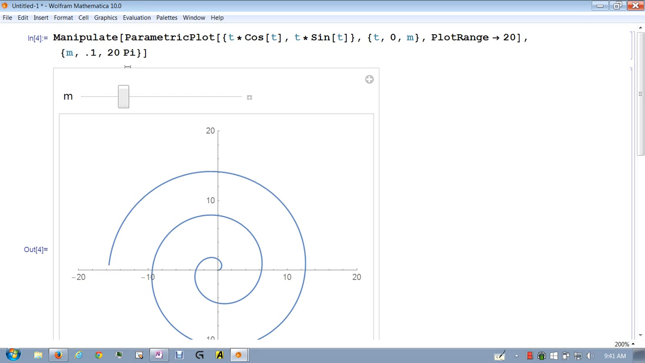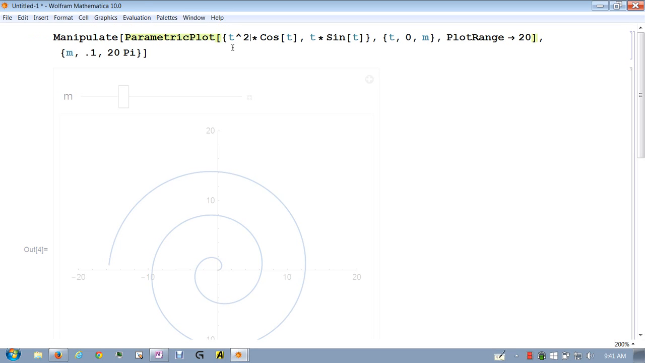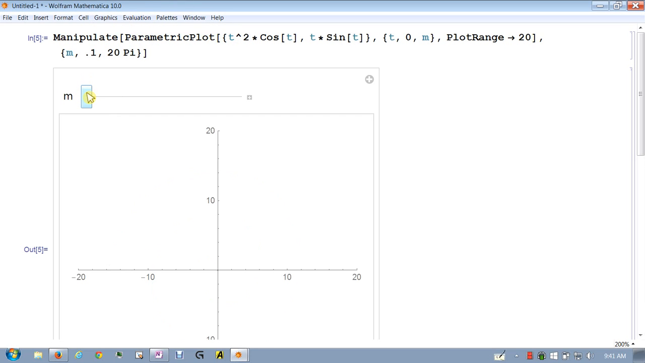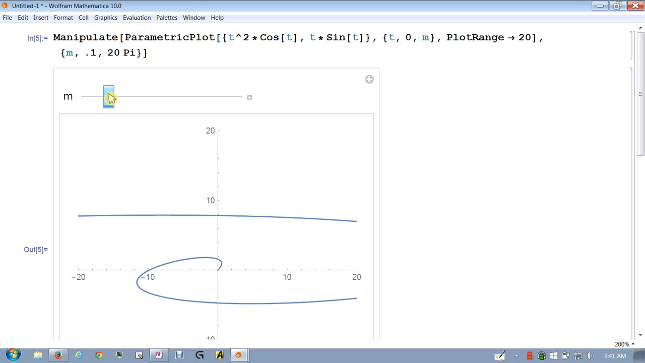Now look, I'll change this to t squared. It's going to look like a spiral again, nice and uniform the way it was. See, what's happening is that the x-coordinate, the radius in the x direction, is growing more rapidly than the radius in the y direction. So now it doesn't look like a circle anymore, does it? Understand?